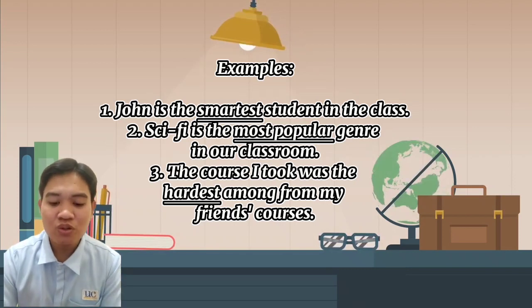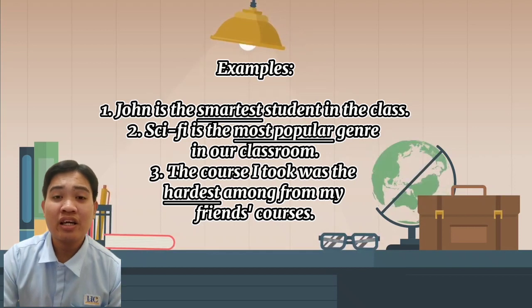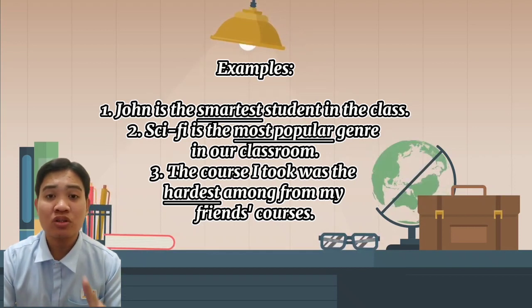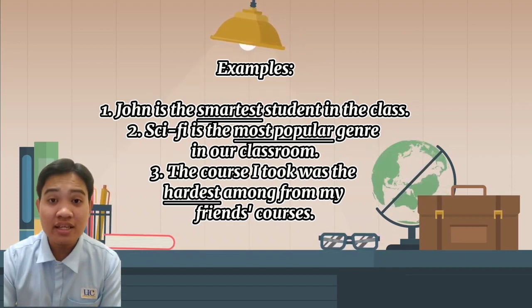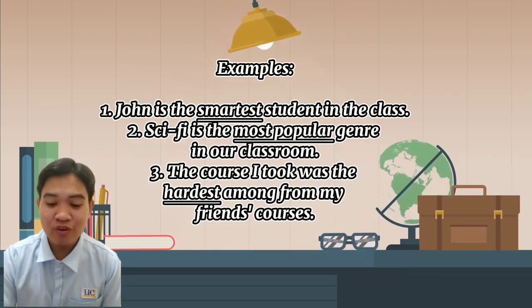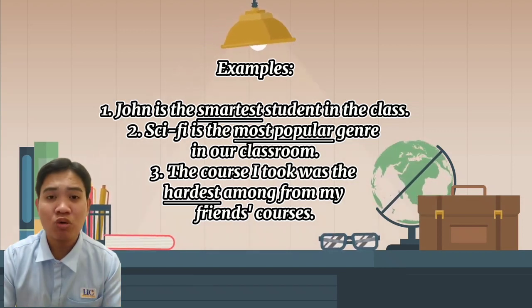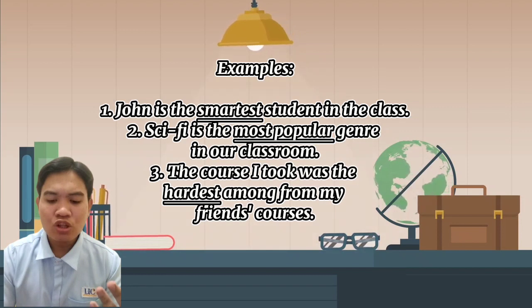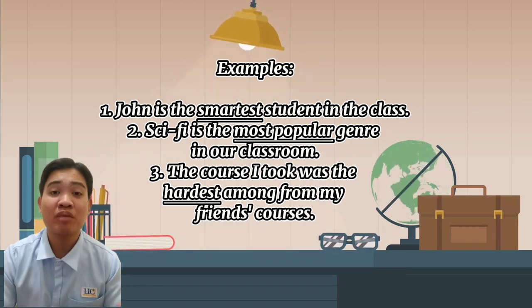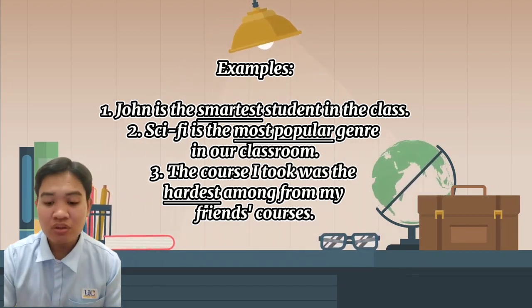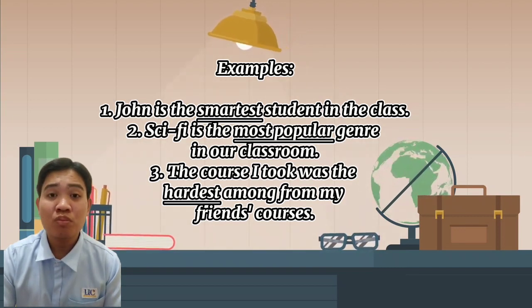Third one, the course I took was the hardest among my friends' courses. Since we are indicating the superiority of one subject to the rest of the subjects, to the word hard we add est and it becomes hardest. And the same as with the comparative form, as you have observed here, the words smartest, most popular, and hardest. Why can't we make hardest into most hard, or smartest into most smart, or popular into popularest?